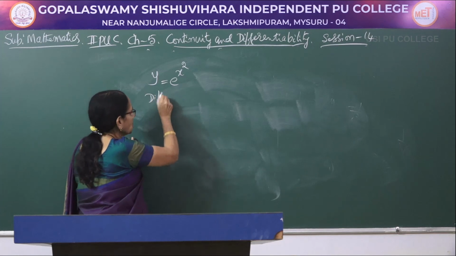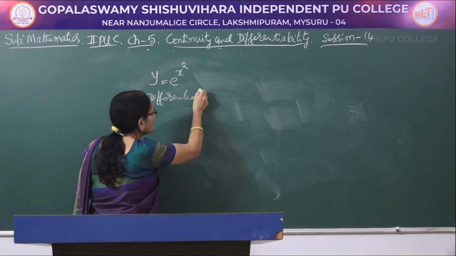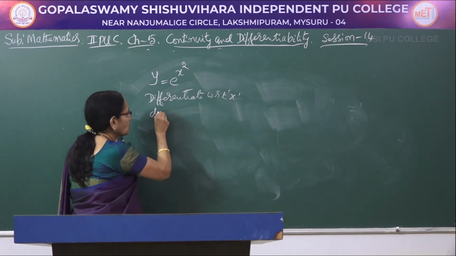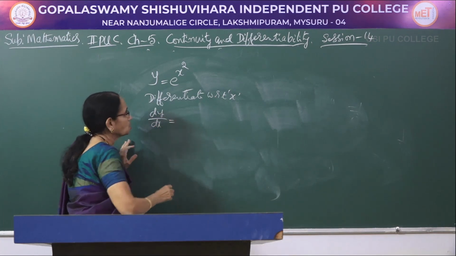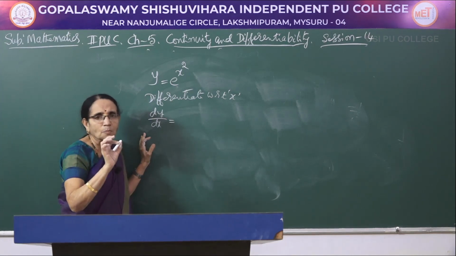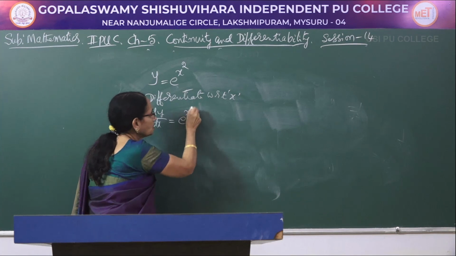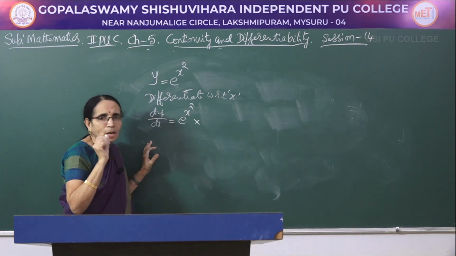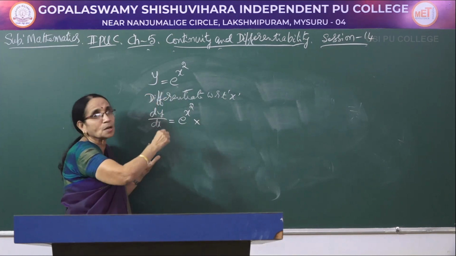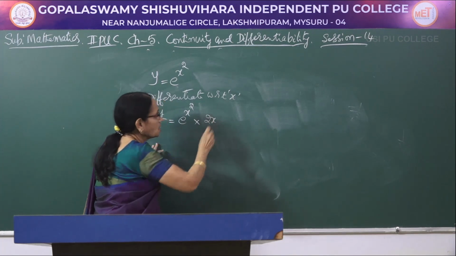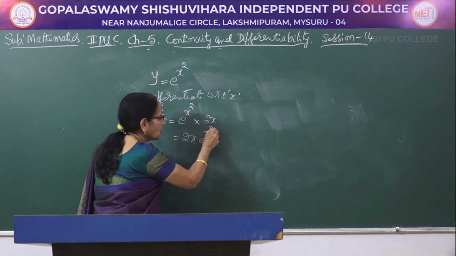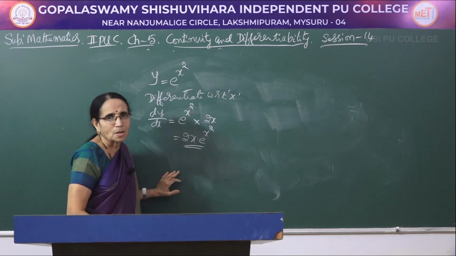Therefore, differentiate with respect to x. Therefore, dy by dx would be equal to, first you take this into consideration. E to the power anything is e to the power same thing. That is, e to the power x square becomes e to the power x square itself. So this base part is over. And differentiate that x square. For x square it is 2x. So how do you write in the proper order? 2x into e to the power x square. So this is the derivative of the function.